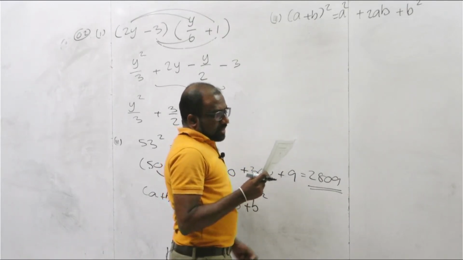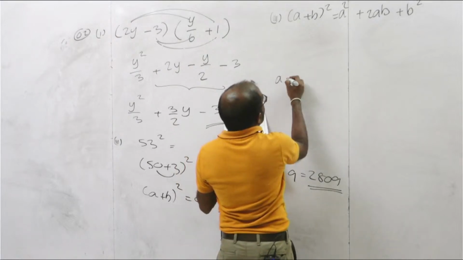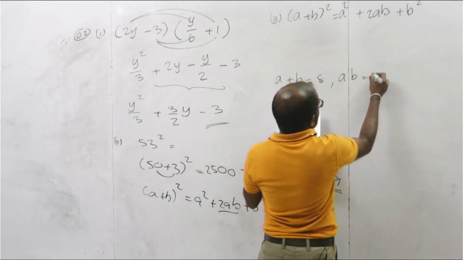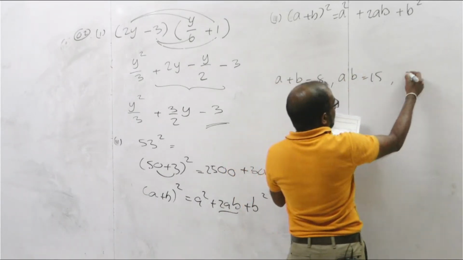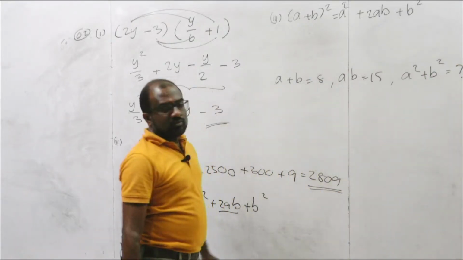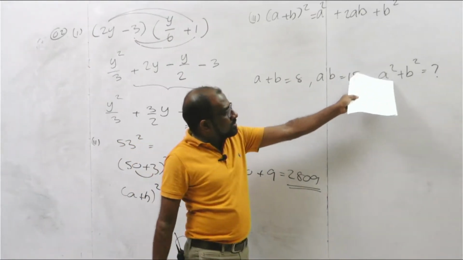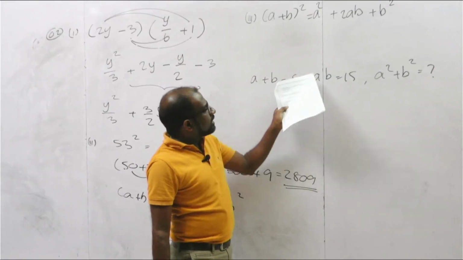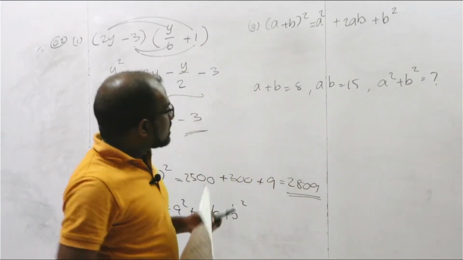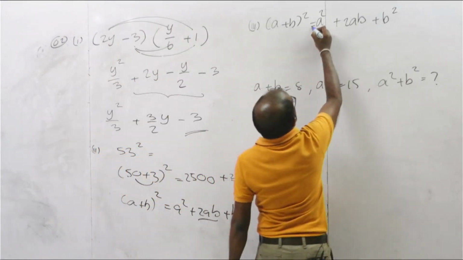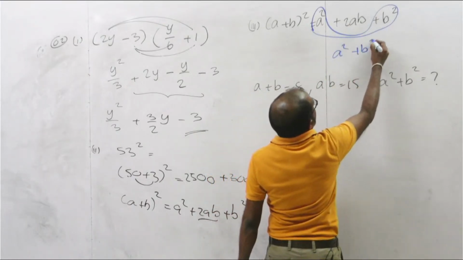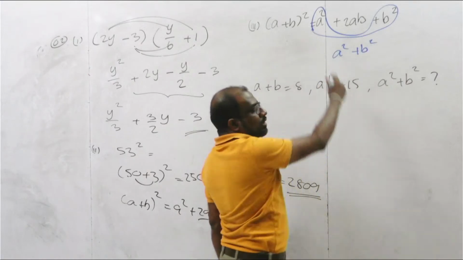Then a plus b is given as 8. The product ab is given as 15. We are asked to evaluate a squared plus b squared. a plus b is given as 8, ab is given as 15. Then we will make it a squared plus b squared. Look, you are asked to evaluate the value of this expression.